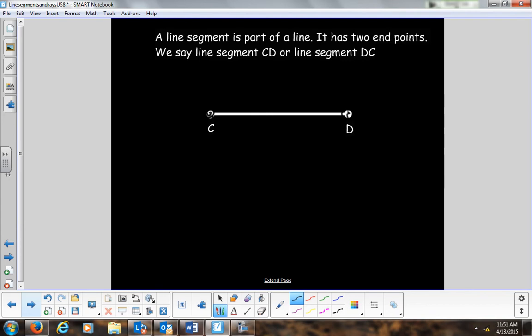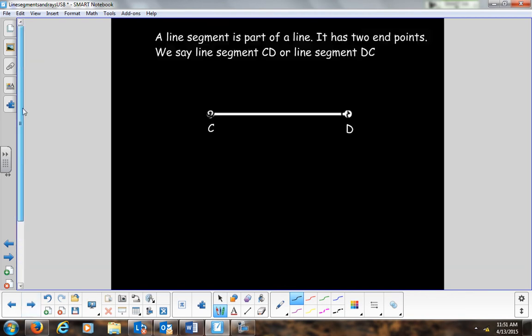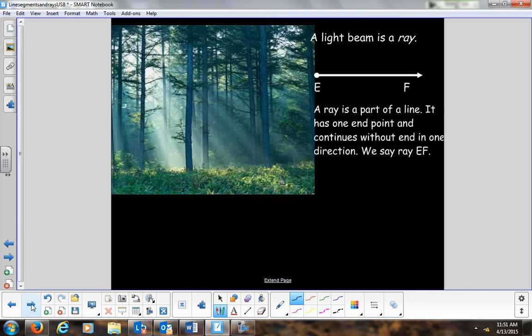When you have 2 points on a line segment, you have line segment CD, and it's just going to have a line over it instead of the arrows over it. So if you're asked to write a line segment, it would be CD, just like that. It's not necessary.